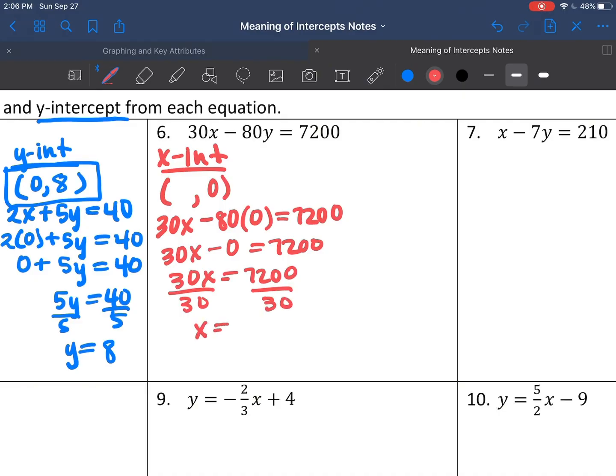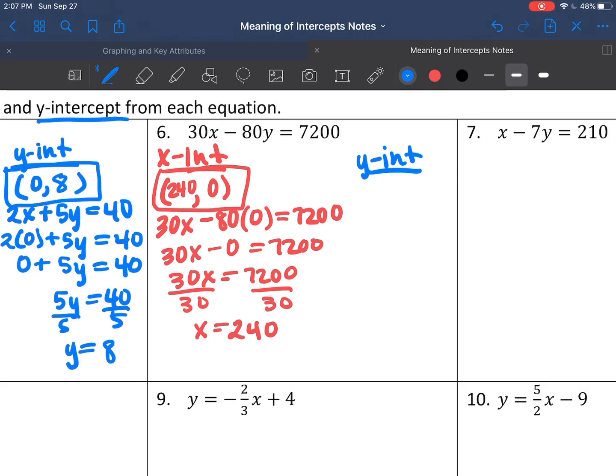Divide both sides by 30. Let me use my calculator, which is 240. And some of you already knew that. And so 240 is our x-intercept.